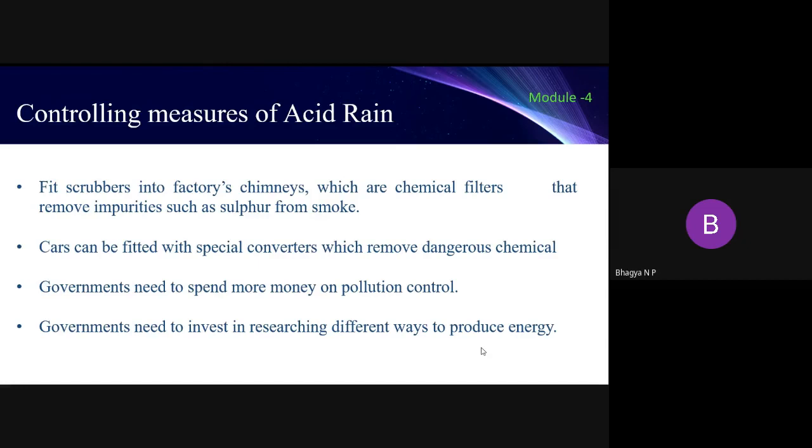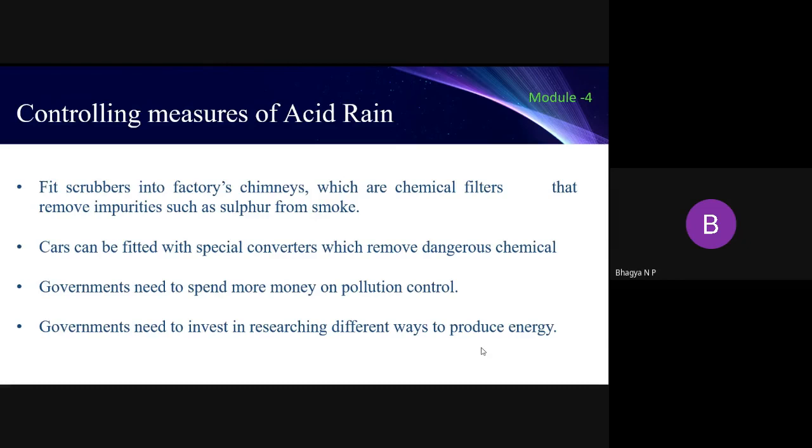So in that case, what we should do is, in the factory chimneys, we have to fit scrubbers. What these scrubbers do is filter the gases and release smoke to the atmosphere which is free from sulfur dioxide and nitrogen dioxide. That is one way of controlling the release of sulfur dioxide and oxides of nitrogen into the atmosphere from the factories, that is, by fixing the scrubbers in the chimneys.